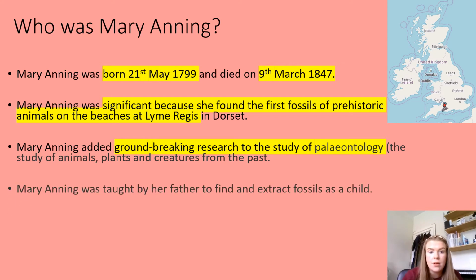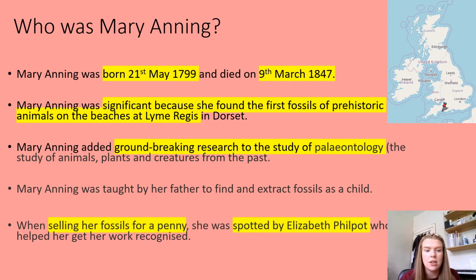Next one then, so Mary Anning was taught by her father to find and extract fossils as a child. Okay, so she didn't get to go to school. She wasn't as lucky as you people. Okay, but her father taught her how to do this in order to make money. And we'll see how she made money in a second.